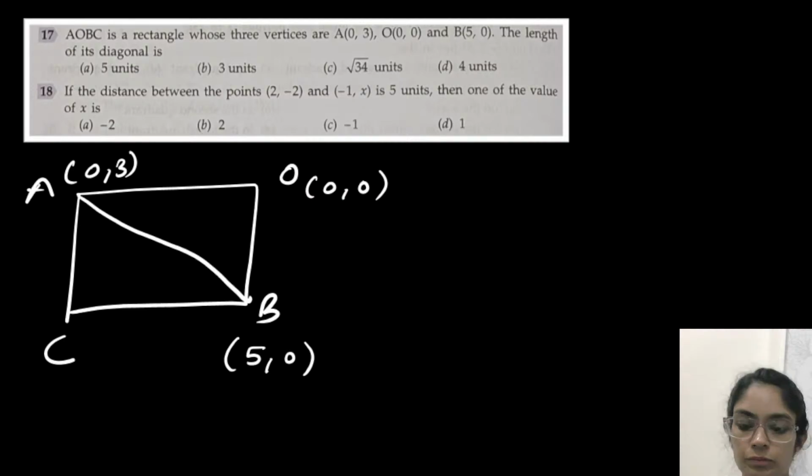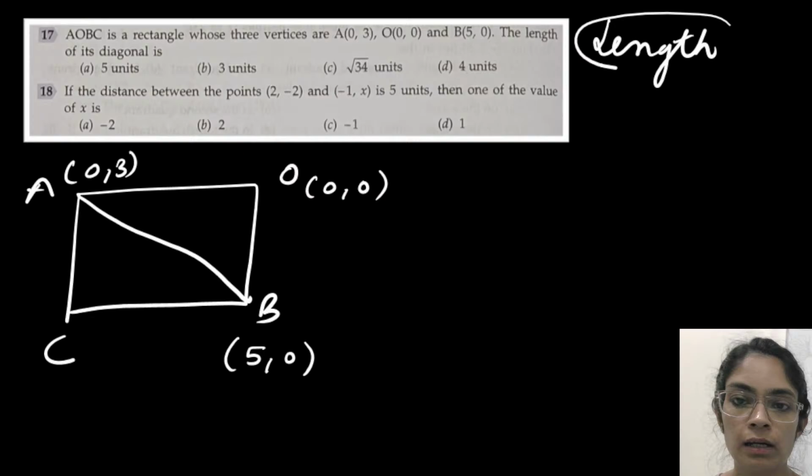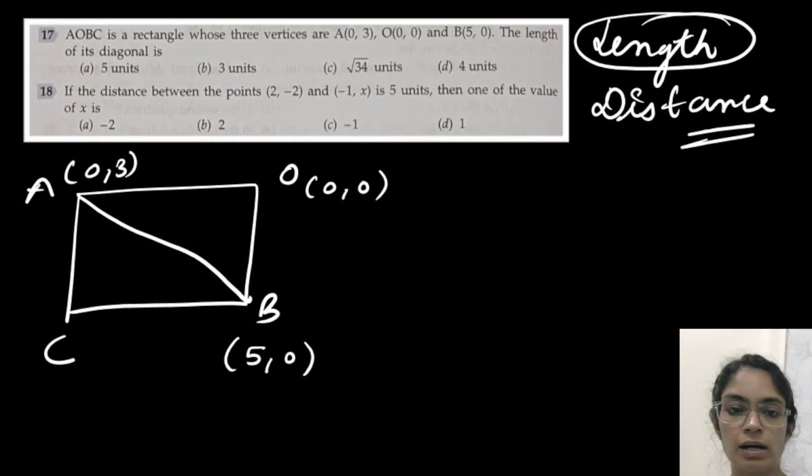Okay, thanks for the confirmation. So how to find now the length of the diagonal? Because we know the coordinates of A and B, we can find the length of AB by using the distance formula. Anytime you see the word length in coordinate geometry, that means you always have to find the distance. Length means distance, you have to find by using the distance formula.